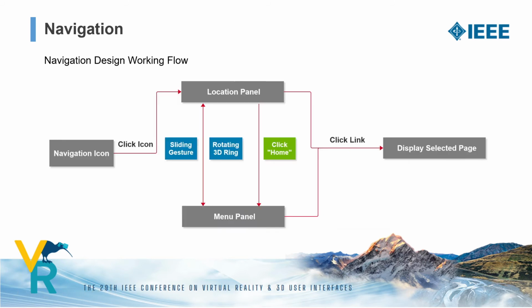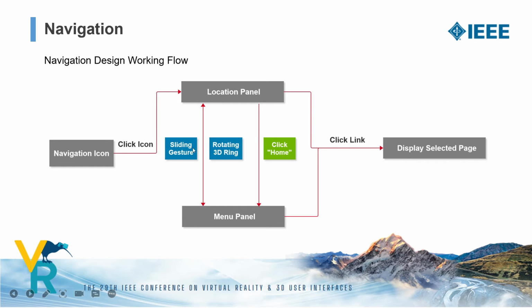The next image we talk about how the navigation design working flow will look like. At first, at the previous slide, we already talked about the navigation icon. Click that and then show the location panel. The location panel will show the location path and let the user know where he is. In the location panel, there will be the same links in the same sub-level, so the users can click the link to display the selected place.